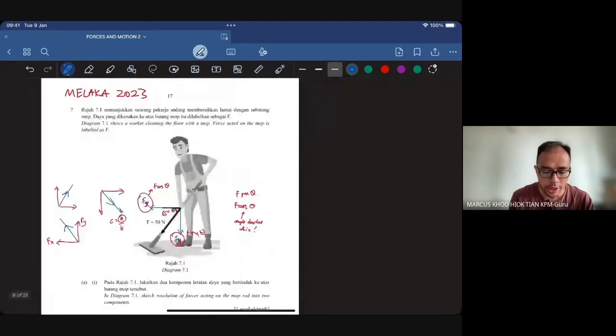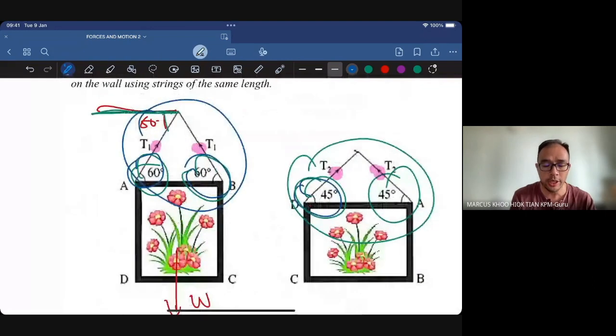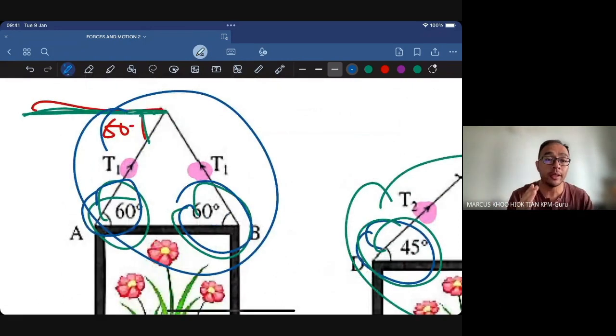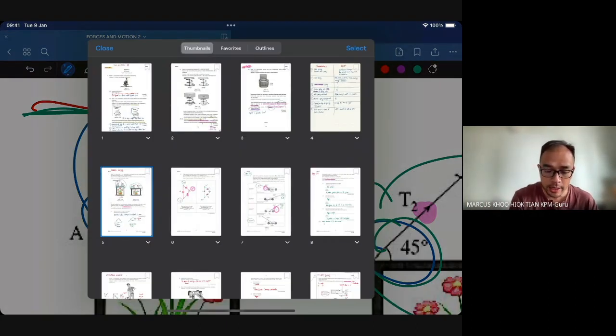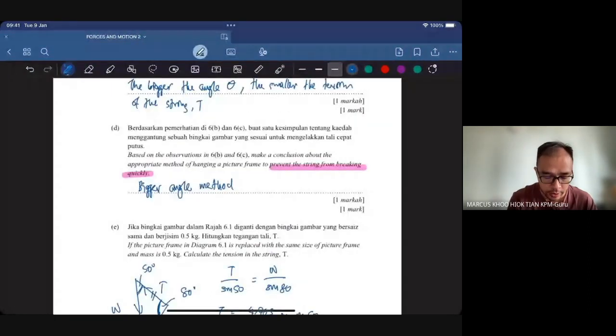In the picture frame situation, we can assume that it's isosceles because both T1 and T1 are held by the same string. So same tension, and same angle. Everything is the same, so we can assume that. Likewise in this case also, we are assuming the same thing. Thank you for the question.